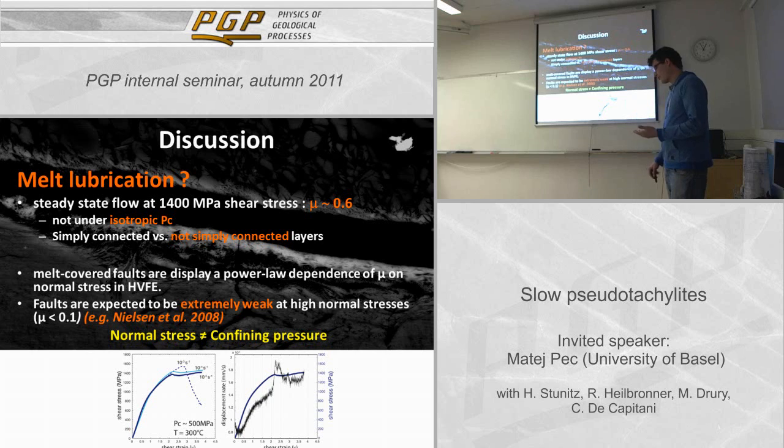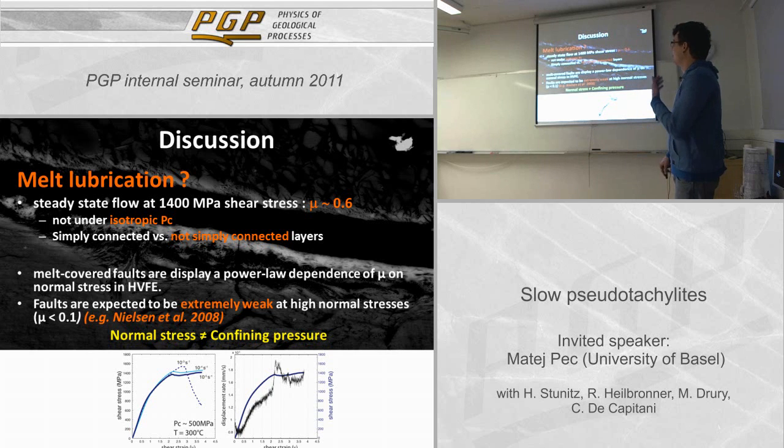Then melt lubrication is another model that's very often put forward, which says that once we form this melt, once we form the pseudotachylites, the faults are expected to be extremely weak. But in our case, we observe steady state flow at shear stresses of 1400 MPa and a friction coefficient of 0.6. So obviously in our case, the formation of a melt layer does not weaken the fault.